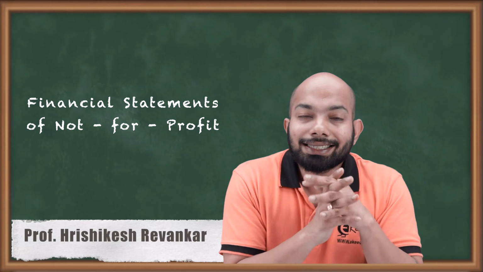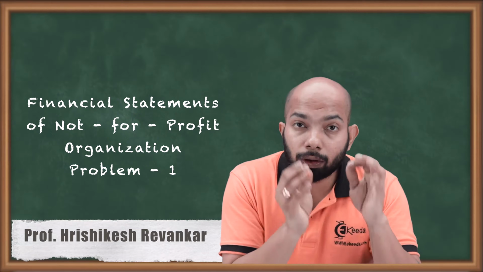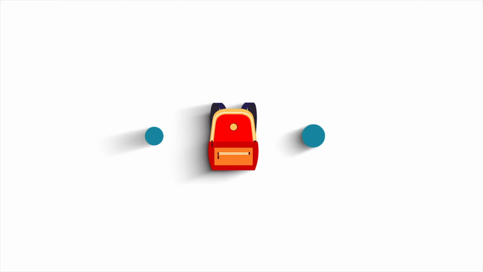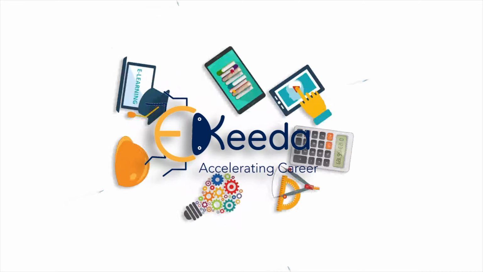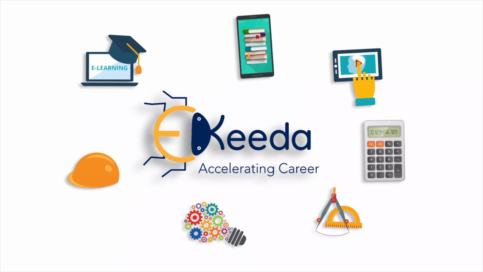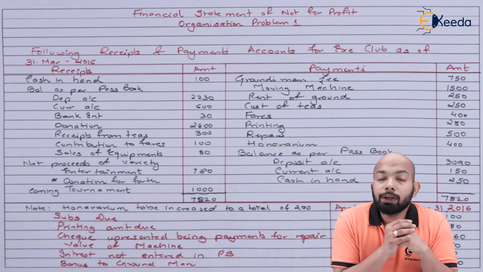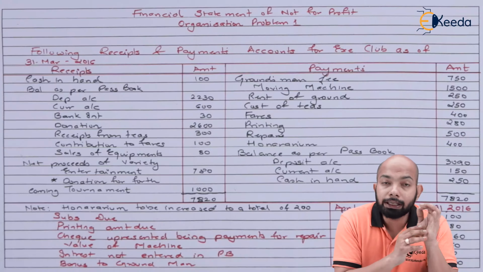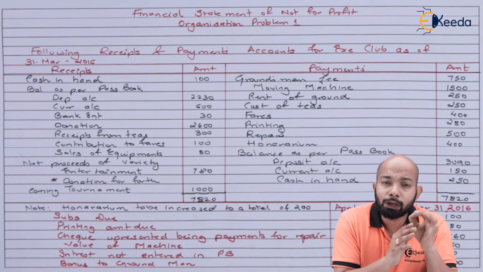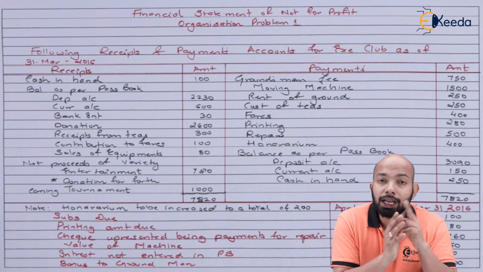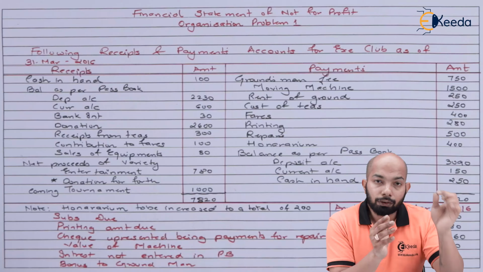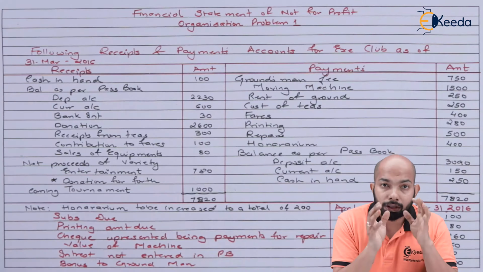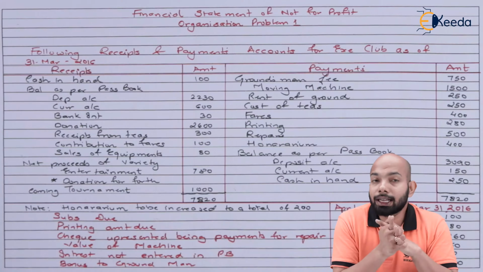Hello friends, we'll be discussing an illustration related to a full-fledged example of financial statements of a not-for-profit organization. When we speak about financial statements for a not-for-profit organization, we'll be dealing with the complete receipts and payments account, and the balance sheet, that is the opening balance sheet and the closing balance sheet. That means the 1st of April and 31st of March balance sheets are what we'll be looking at. So let's start with the illustration mentioned here.